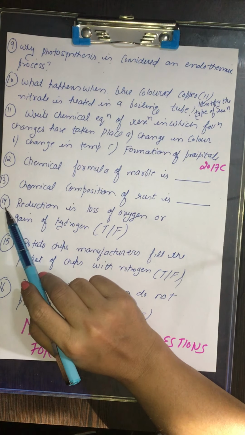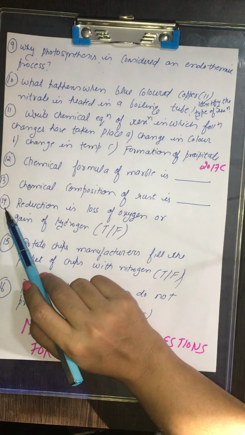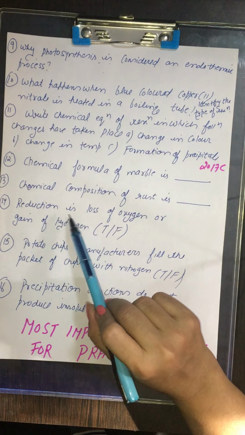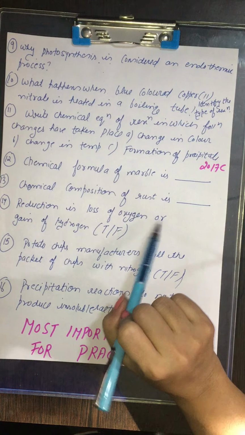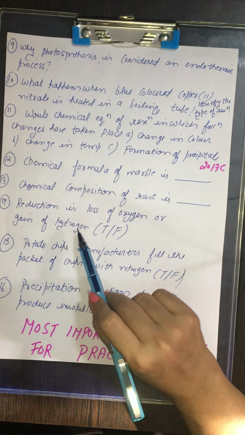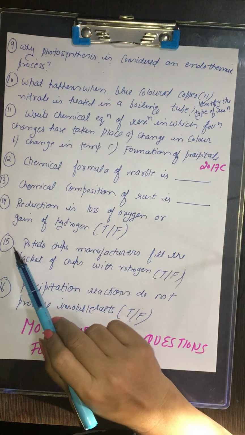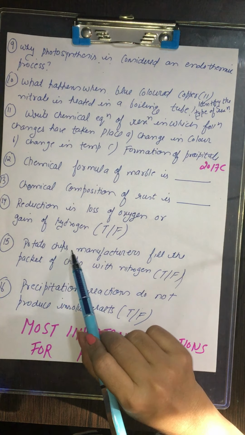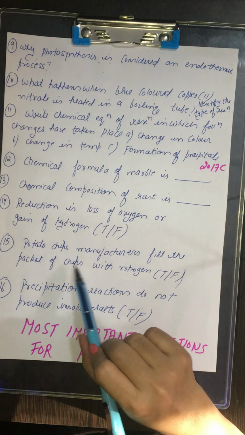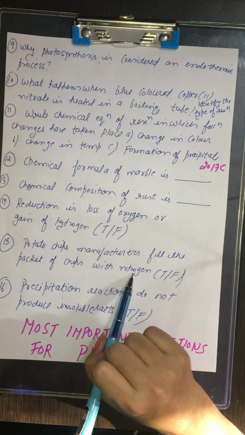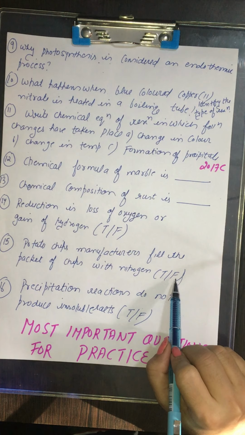Question number 14 is true or false type question. Reduction is loss of oxygen or gain of hydrogen. You need to mention whether it is true or false. Question number 15. Potato chips manufacturers fill the packet of chips with the nitrogen. Again you need to mention true or false.